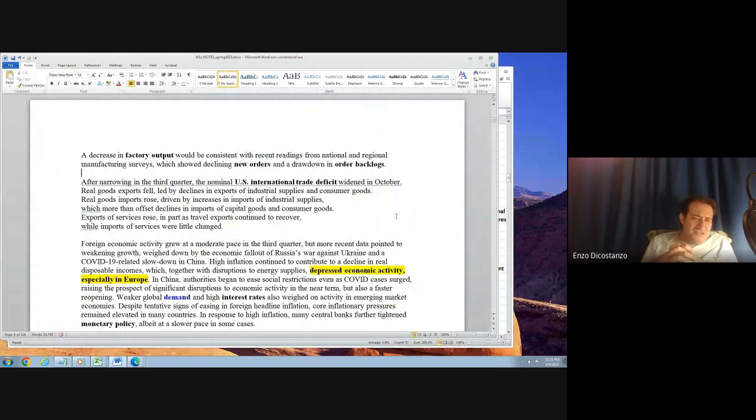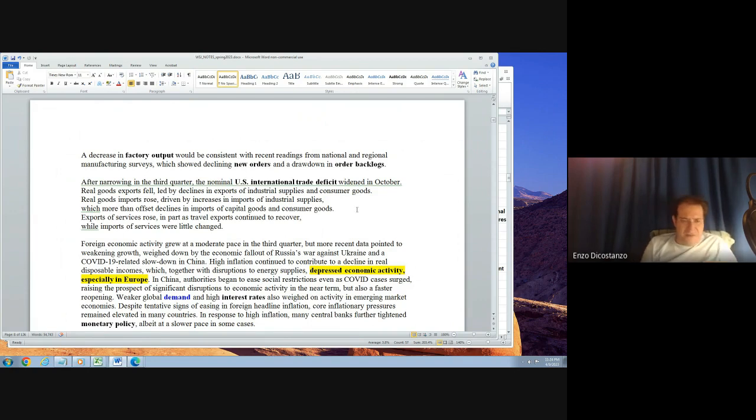It says real goods exports fell, led by a decline in industrial supplies. So you can see they went through this and picked out industrial supplies. I didn't comb through it like that, but real goods imports rose, driven by increases in imports of industrial supplies, which more than offset the decline in imports of capital goods and consumer goods. Exports of services increased in part as travel exports continued to recover, while imports of services were little changed. So, like I said, you'd want to go through those initial pages and maybe the first couple of tables.